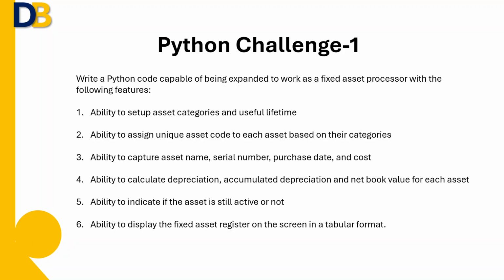You want a scenario where you run this for, say, 10 different assets, just for illustration, in different categories. Then you should be able to display a sample fixed asset register in a tabular format on the screen. That is the statement for challenge 1.